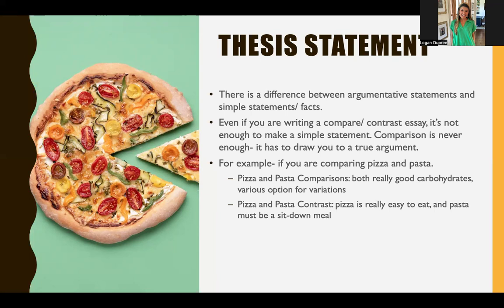So, for example, if you're comparing pizza and pasta, okay, if you're writing a paper about that, maybe your comparisons are that both have really good carbohydrates and they have different variants. You can do chicken Alfredo, you can do spaghetti, you can do veggie pizza, you can do meat lovers pizza. So maybe those are the things that are alike. And then the things that are different is, oh, pizza is super easy to eat and pasta must be a sit down meal. And then maybe your thesis statement, y'all, ends up being, depending on the life phase that you are in, pizza may be a better option for you. It's on the go. You can stick it in a napkin, you can heat it up easily. That may be your argument after comparing and contrasting these ideas.